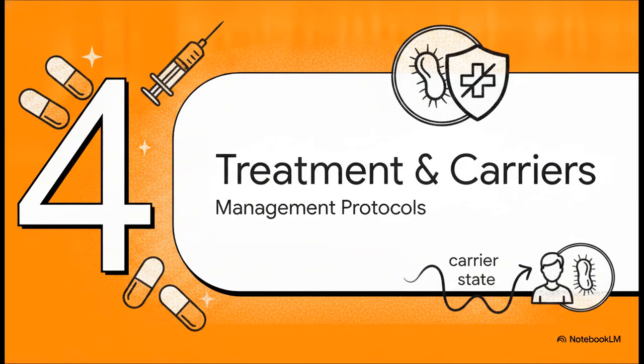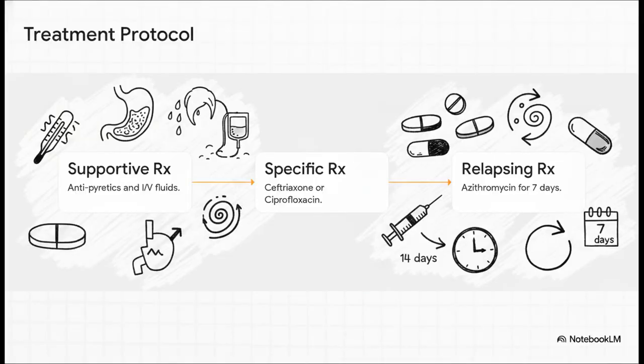All right, on to our final stretch. Section 4, Treatment and Carrier Management. Okay, we've got our diagnosis. Now how do we actually eliminate this thing and stop it from spreading? Our medical management cascade happens in steps. Step 1 is supportive. Antipyretics for the fever, antiemetics for the vomiting, and IV fluids to keep them hydrated.